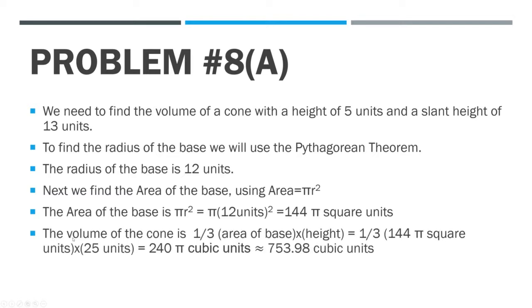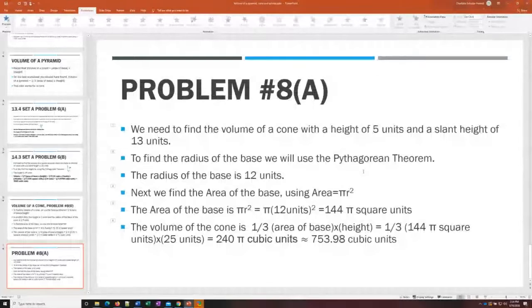And then next, we want to find the volume of the cone. It's 1/3 times the area of the base times the height, 1/3 times 144 pi square units times 5 units. And that gives me 240 pi cubic units. And then I use the pi button on my calculator to find out that that was approximately 753.98 cubic units. That's the end of my PowerPoint presentation.